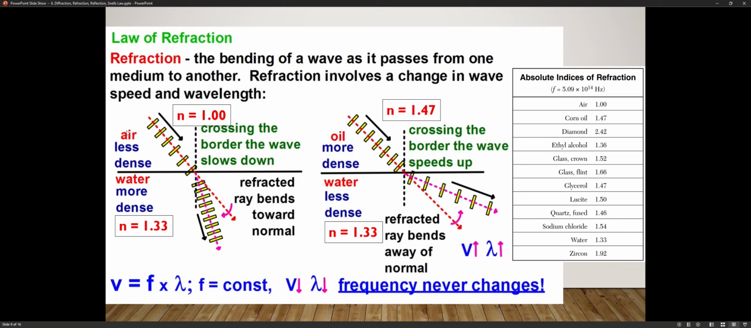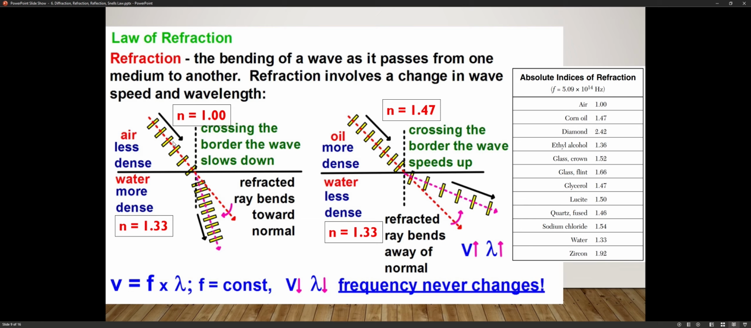So the light wave is coming from air, right? It's less dense. And at the border, there's a medium here. So this top part right here is air. And this bottom part right here is water. The entire bottom half of this side is water.